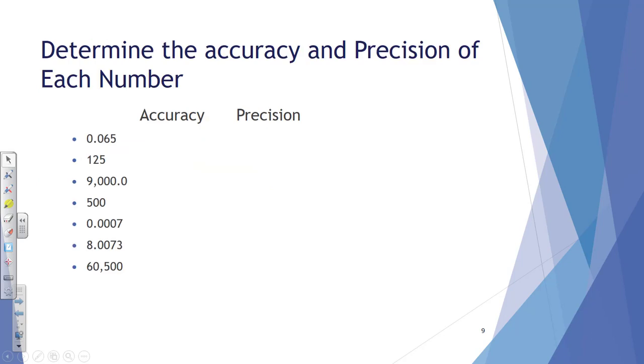Okay, so we have a bunch of numbers here, and we want to determine what the accuracy and precision of each is. That's the main goal of this section. So let's do a few together, and I'll leave you a few for practice.